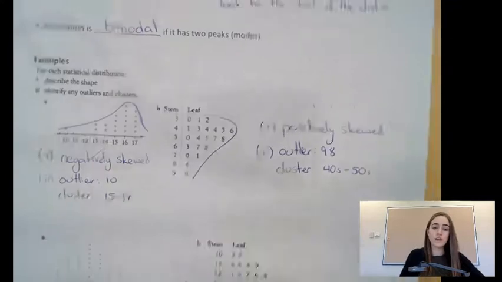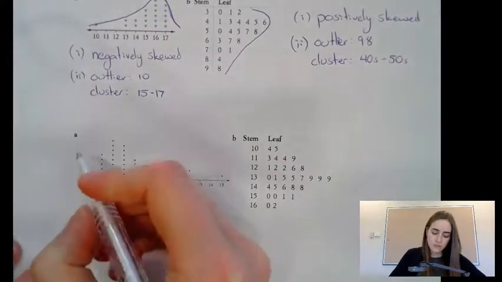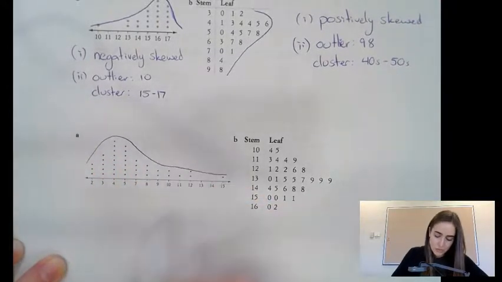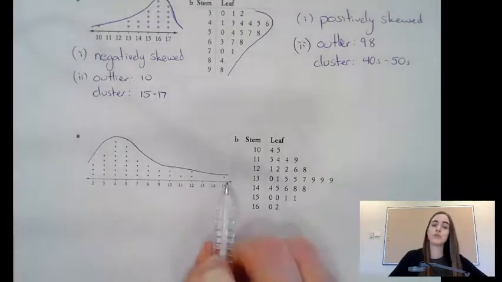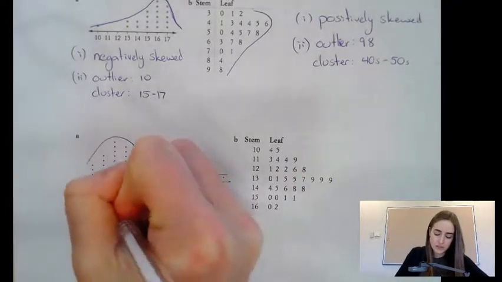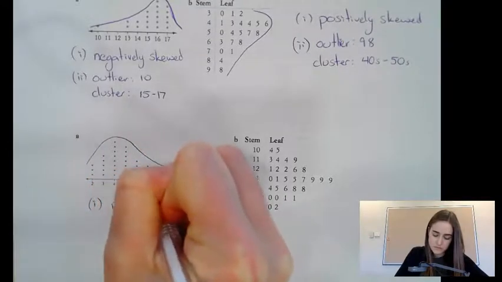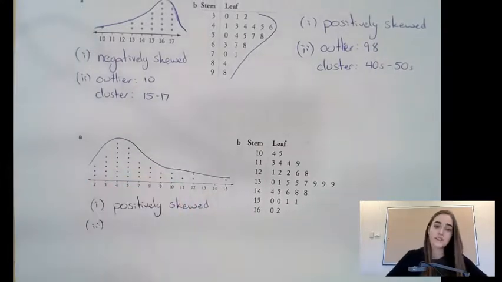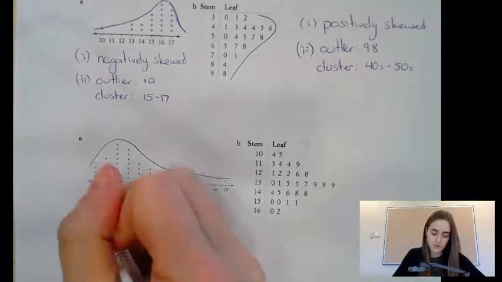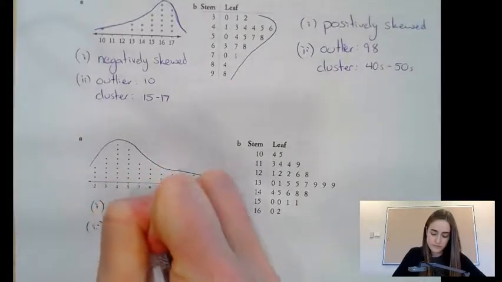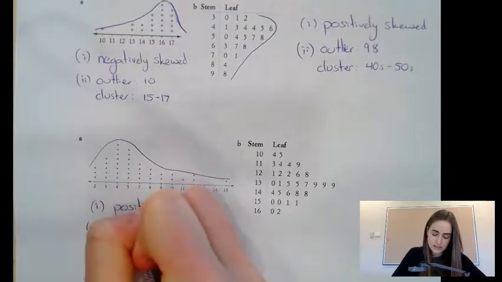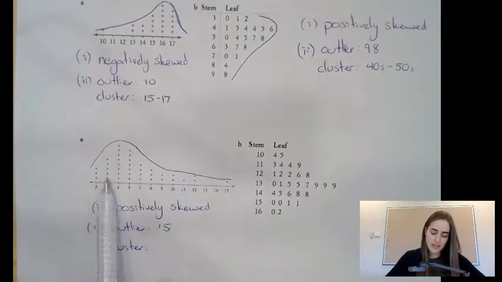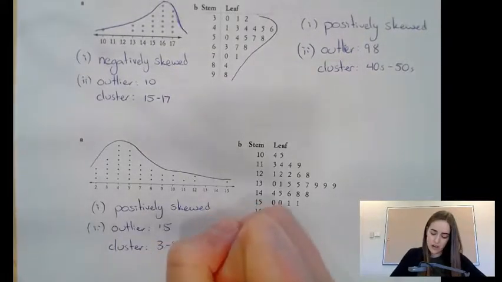All right, we've got two more data displays to have a look at. So in this one, again, if we draw the general shape on, you can see the bulk of it's up here and then it trails off towards the end. So because it's trailing off towards the higher numbers, that's going to be positively skewed. For part two, we're looking for outliers. So your outlier in this one would be this 15 that's up here on its own. And the clusters, again, I'm going to go for where the bulk of it is, which is this peak up here. So I'm going to say about 3 to 5.